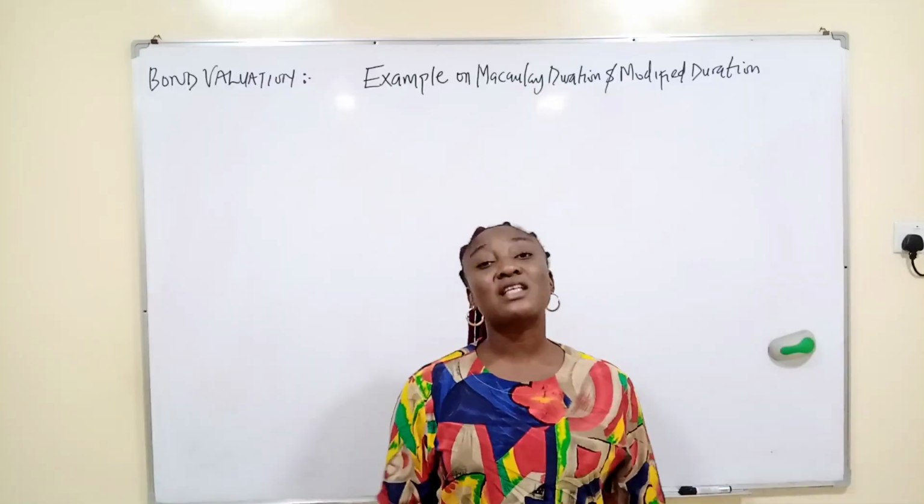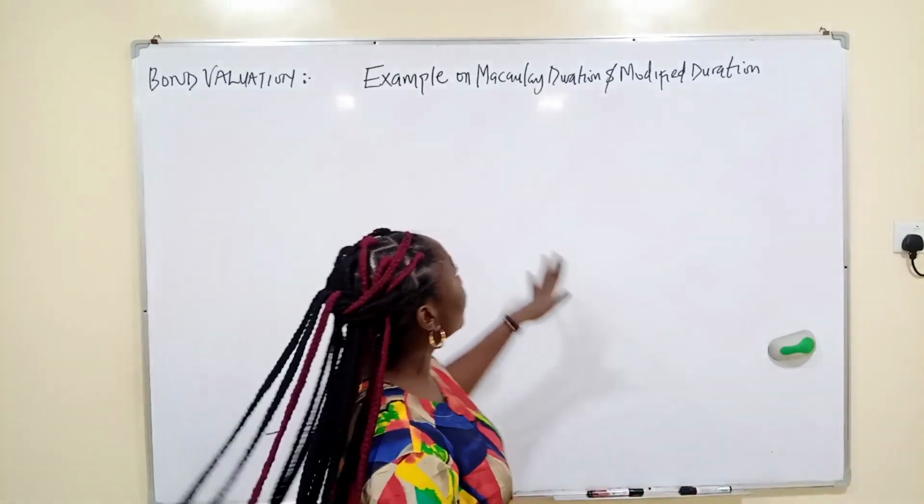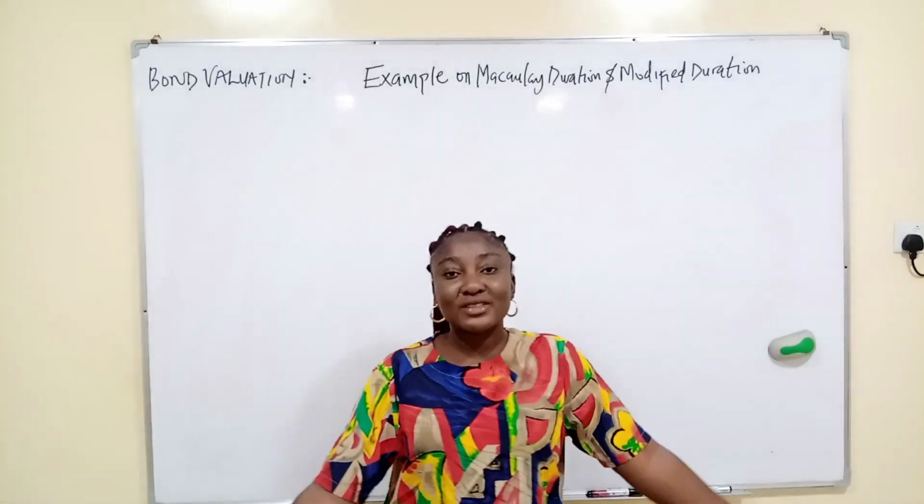This is the third class on bond valuation. In the previous class, which happens to be the second class, I said we're going to solve an example on Macaulay duration and modified duration of bonds.